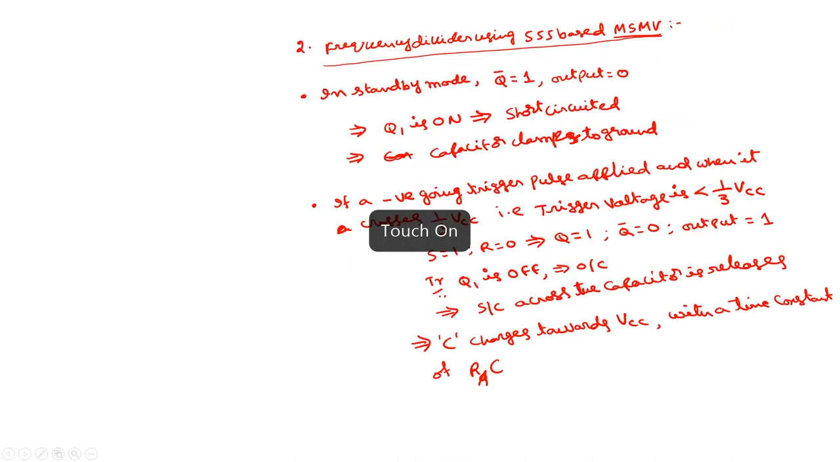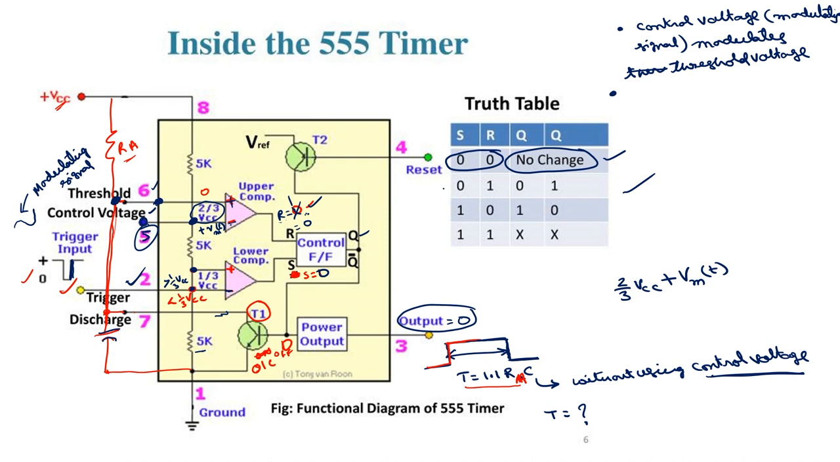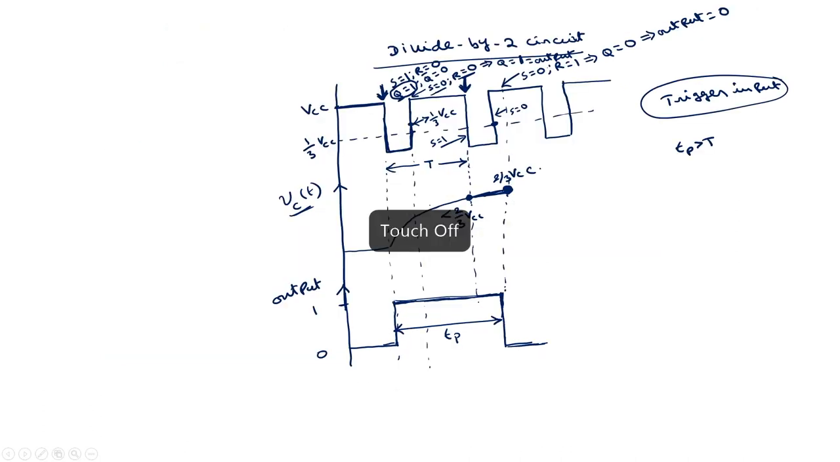You can see from the truth table also. S is equal to 1, R is equal to 0, output becomes 1. S is equal to 0, R is equal to 1, Q becomes 0. So, this Q becomes 0.